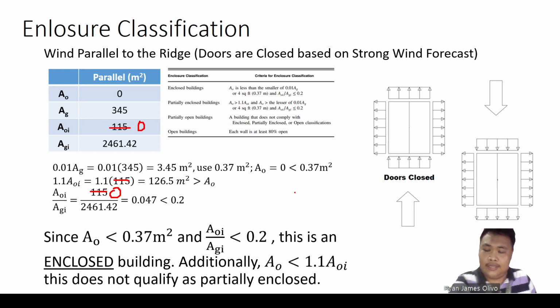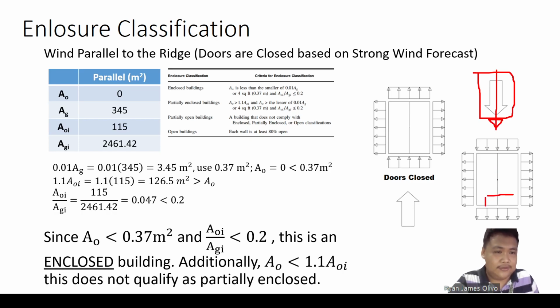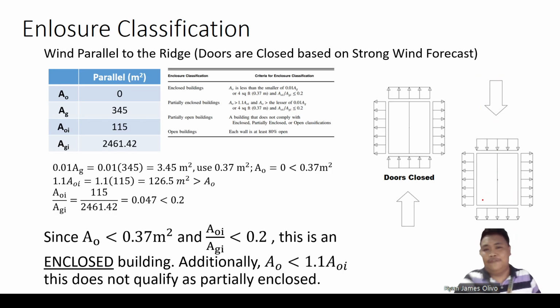AOI 1.1. Okay, 115 means there is an opening. But anyway, this is for this part, no. This is for this part, if it's at the back. So 115 is if this is at the back and this is open. So anyway, obviously if doors are closed, it is automatically enclosed. So anyway, that's a simple explanation. That's a logical explanation about that.